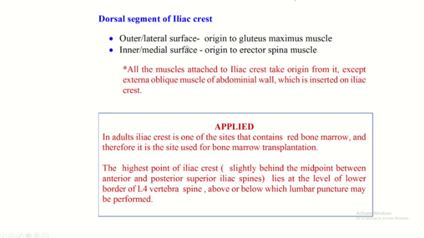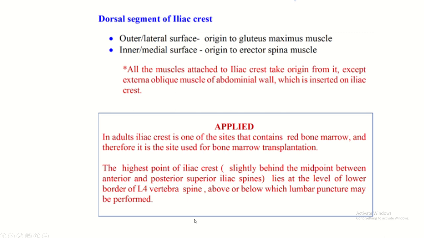Dorsal segment of the iliac crest: the outer lateral part gives origin to the gluteus maximus muscle and the medial side to the erector spinae muscle. All the muscles attached to the iliac crest take origin from it except the external oblique muscle of the abdominal wall, which is inserted into the iliac crest.